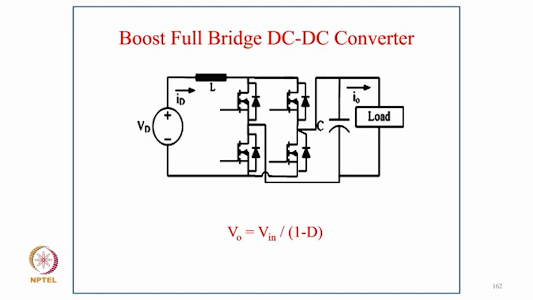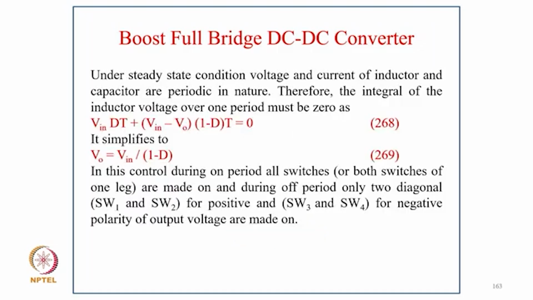Now coming to the boost full bridge DC-DC converter, as you can see, if you put an inductor in series with the input, it becomes a current source, and this relation becomes V0 equal to V in by 1 minus D. Under the steady state condition, voltage and current waveforms are periodic in nature, therefore the integral of the inductor voltage over one period must be V in into D plus (V in minus V0) into (1 minus D) T equal to 0, simplified to V0 equal to V in by (1 minus D).